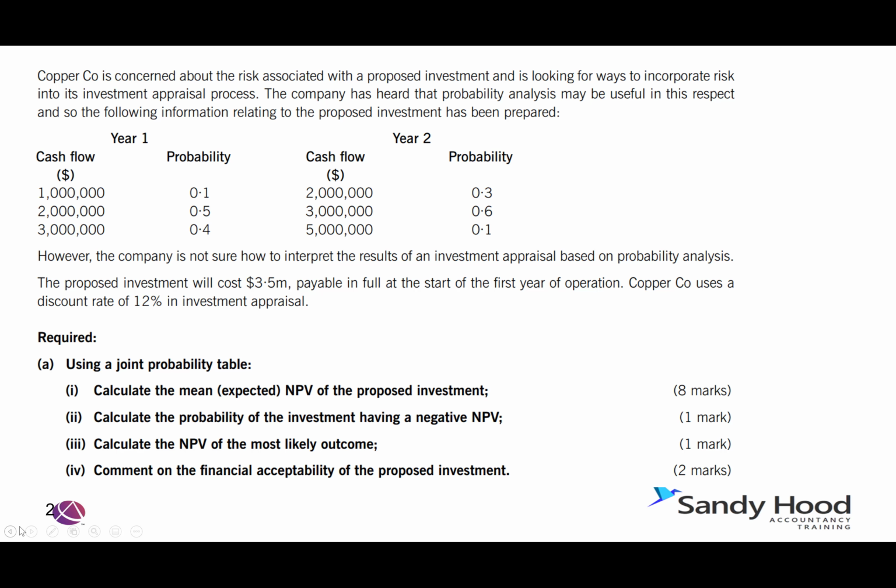The company is not sure how to interpret the results of investment appraisal based on probability analysis. The proposed investment will cost 3.5 million, payable in full at the start of the first year of operation, what we generally call year 0. Copper Co uses a discount rate of 12% in investment appraisal. We have to produce a joint probability table, calculate the mean NPV, calculate the probability of the investment having a negative NPV, and calculate the NPV of the most likely outcome, and then make a comment.